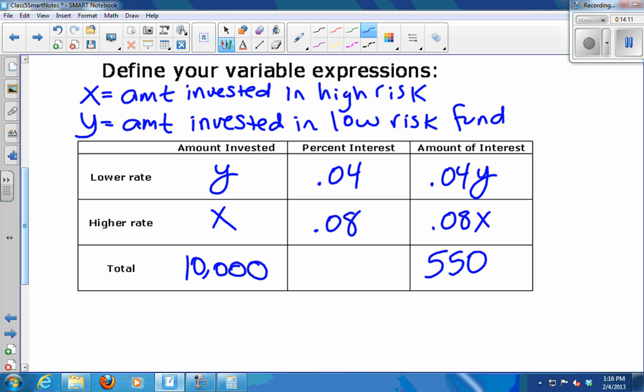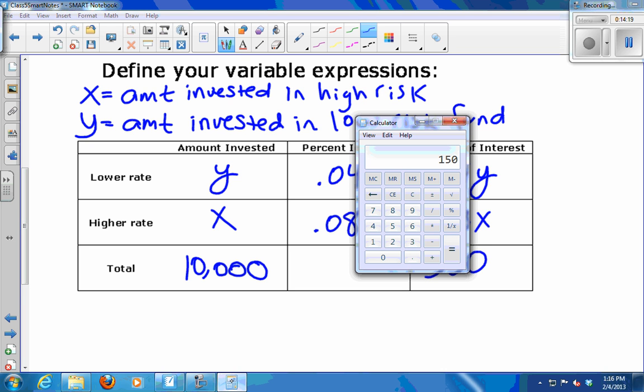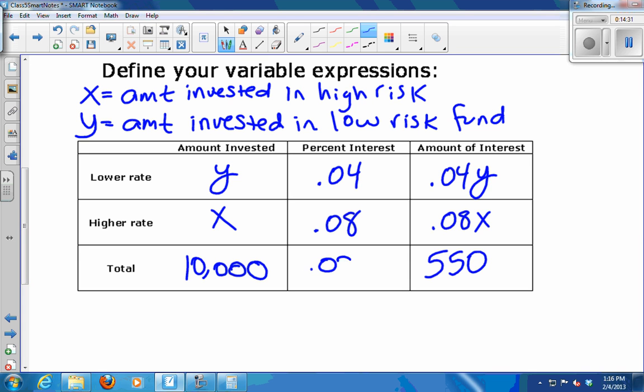So I could figure out a percentage here. I could figure out what percentage is 550 of 10,000. So I do 550 divided by 10,000, and I get 0.055, 5.5%. I want to get a 5.5% return on my $10,000 investment. I might not even need to know that. Nope, we absolutely don't. But some people like to fill in the boxes.